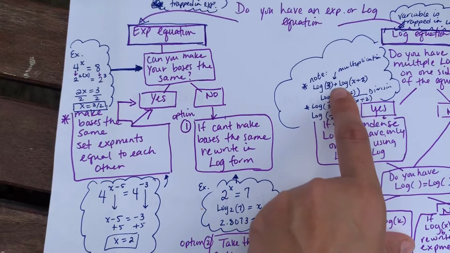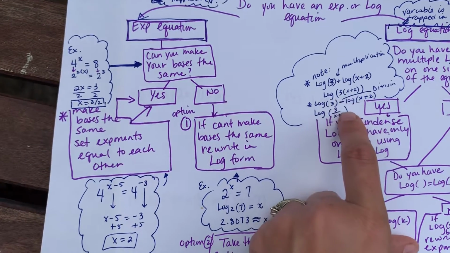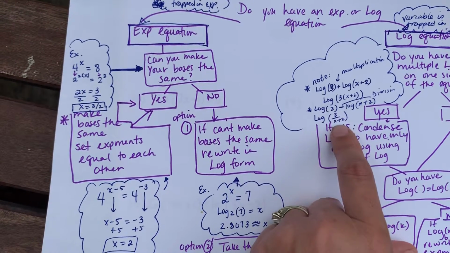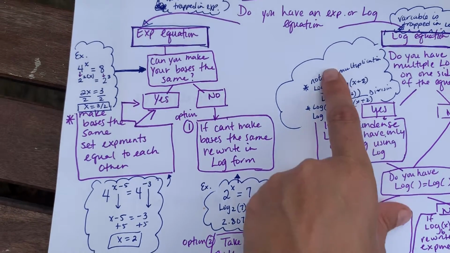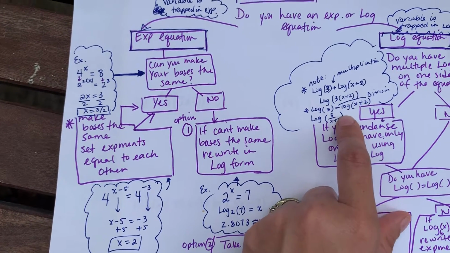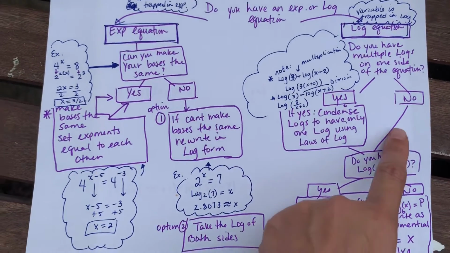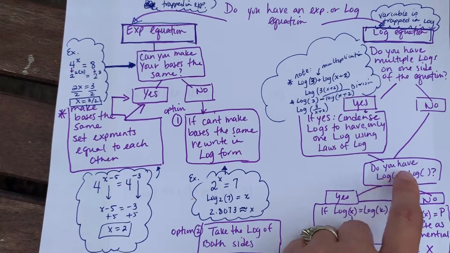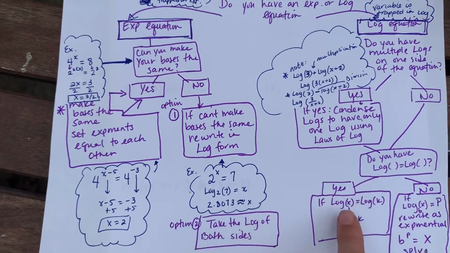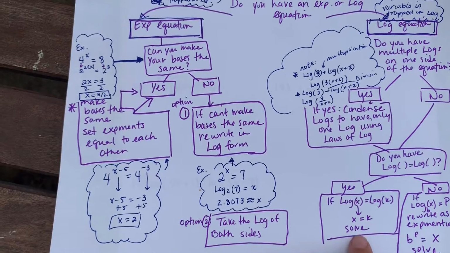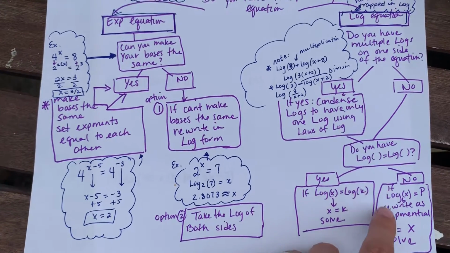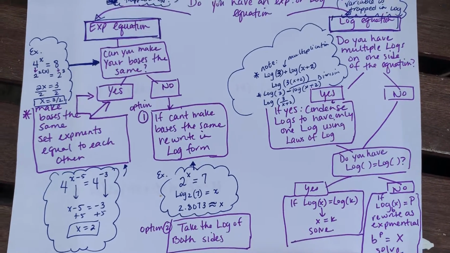using the laws of logs. So here's an example. Addition really meant multiplication. Subtraction really meant division. And so I show you a quick example of how to condense. If you say no, then you have to ask yourself, do I have a log equal to a log already? If that's the case, then you just set the insides equal to solve. If you say no, you are expected to rewrite in exponential form.